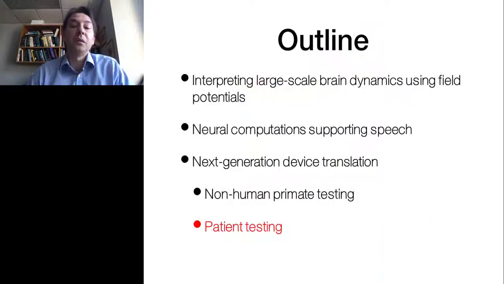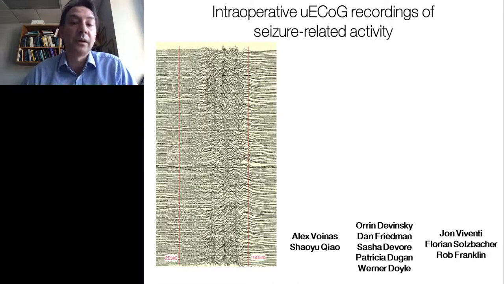Most recently, we've been taking these devices and testing them in patients with epilepsy again. But instead of recording the ECOG signal, we're recording the micro-ECOG signal using our new device. Here, I'm showing you intraoperative recordings of the micro-ECOG signal during seizure-related events. And this shows about 100 of the electrodes that we're recording from.